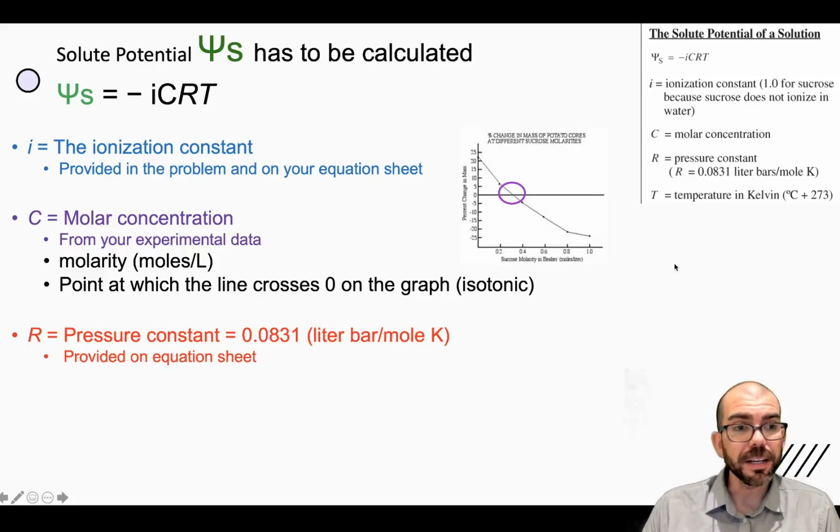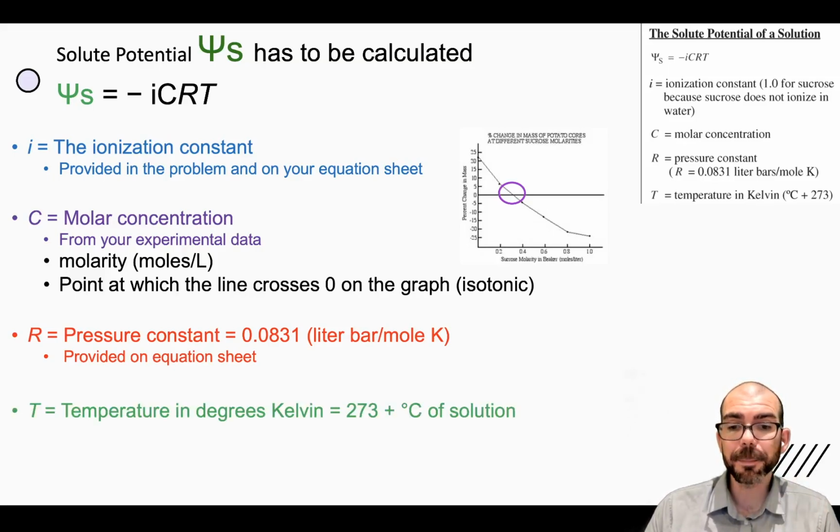R is a constant, and it's given to you on the equation sheet. It is the pressure constant, and it is always 0.0831 liter bar per mole K. It's always there, just plug it in. And then T is the temperature. For this equation, the temperature needs to be provided in Kelvin. So if you're given a temperature in Celsius, just add 273 to get the Kelvin value.